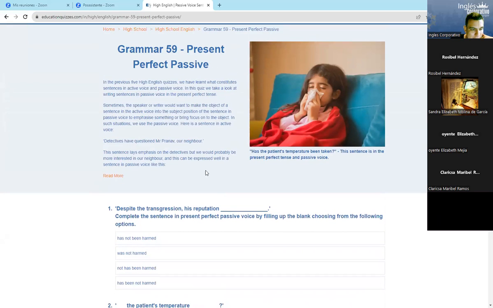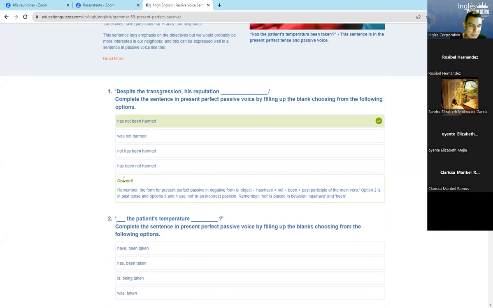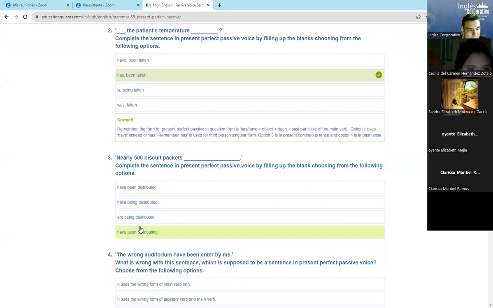It says, despite the transgression, his reputation, what is number one? Has not been harmed. Has not been harmed, okay. Excellent. Question form, the patient's temperature. Has been taking. And number two. This one or this one? Number two. Excellent. Nearly 500 biscuit packets.